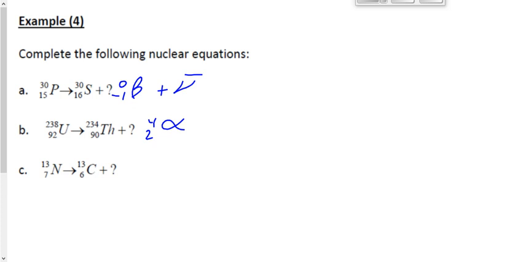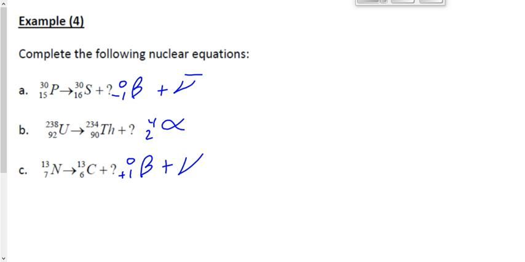13 plus 0, 6 plus 1, positive 1. That's a beta plus or a positron. Plus what else? This is a neutrino. That's the little v without the arrow, or without the line on top of it.